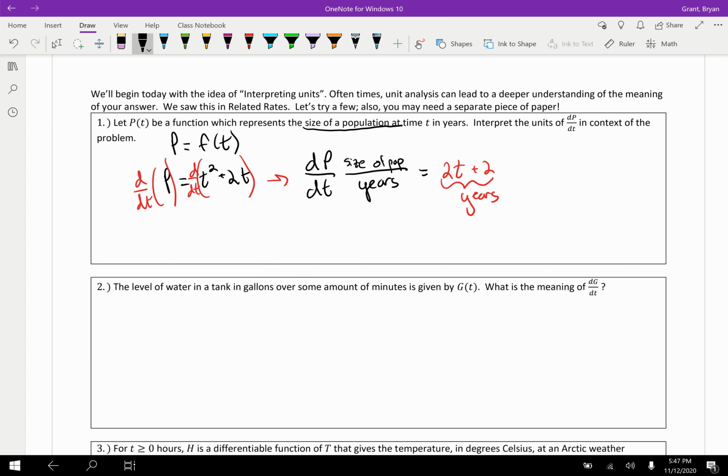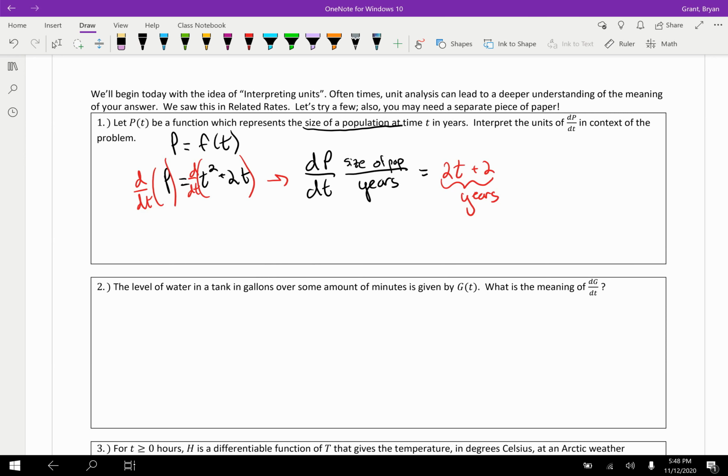So how do we interpret dP/dt? dP/dt measures how the size of the population changes as the years change. Realizing that when you take a derivative, there's always going to be a set of 2 units here, or more than that, as we'll see later on. And it's going to be the output units over the input units, which is really, really important.